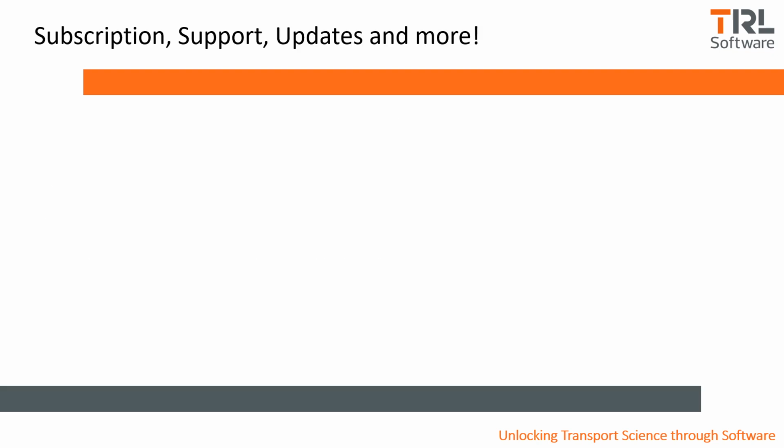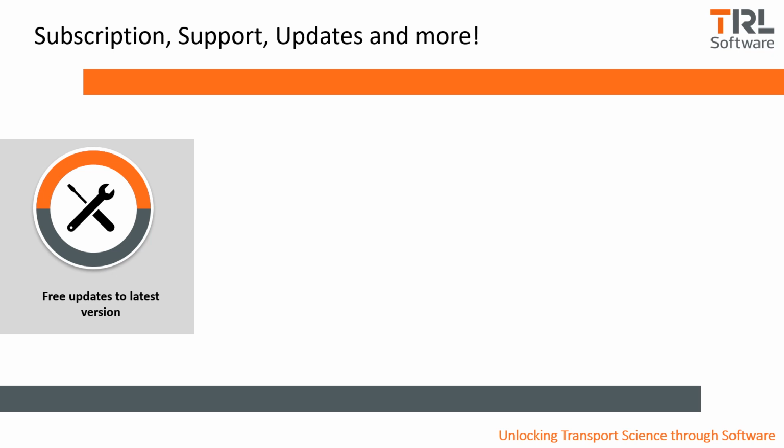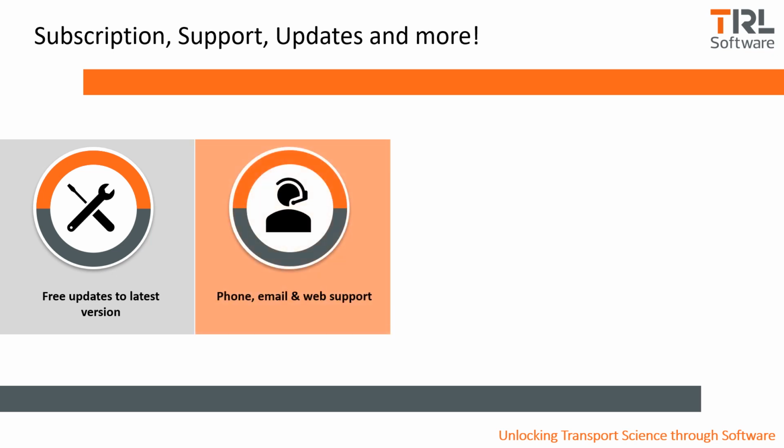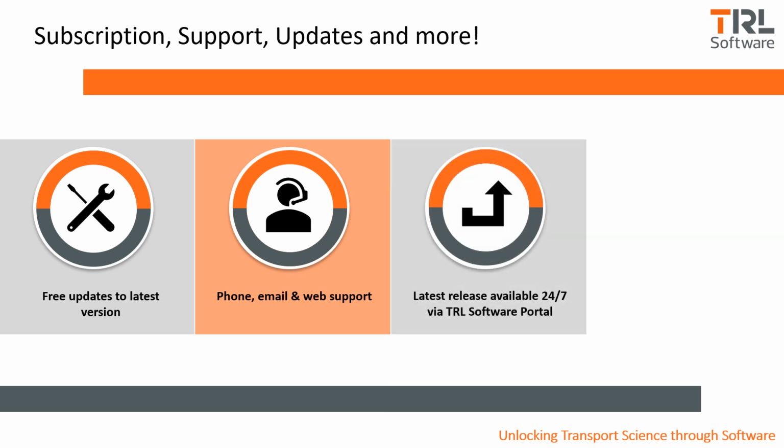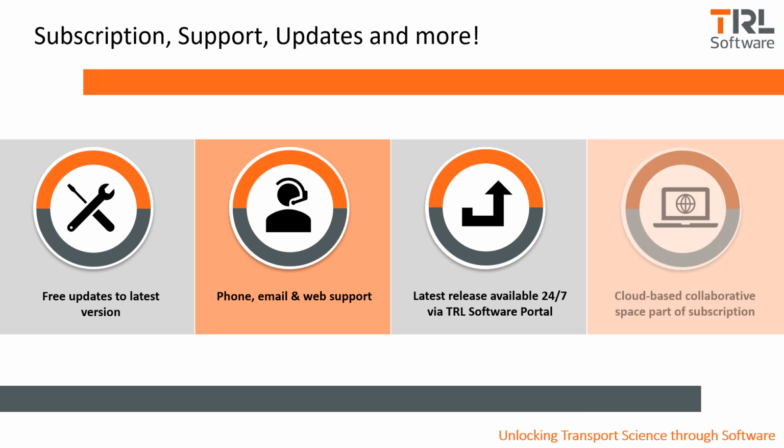I'll finish off with some information about subscriptions, support and product updates. The product is accessed through paying for a subscription, and as part of that package you will get support. Access to the support can be done through a telephone number, email or web support. Additionally, as part of the package, you will have free updates to the latest version of the software, no matter what version and how big the changes since the last version were.